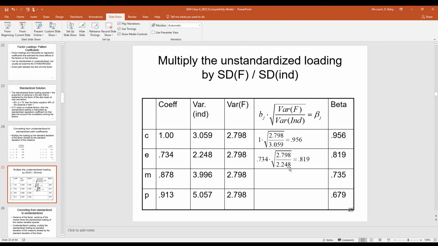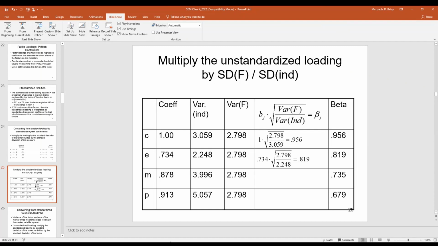So I could do this all the way down the line. My point is, it's really easy to go from unstandardized to standardized loadings. You never have to do this, by the way. You're always going to get the standardized and unstandardized loadings in the output, but in case you're interested, that's how it works.